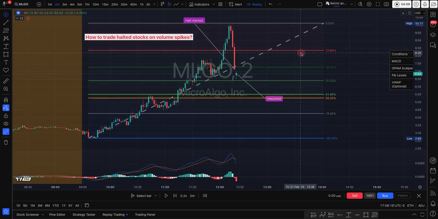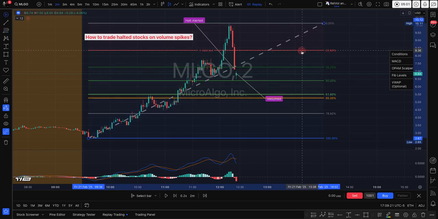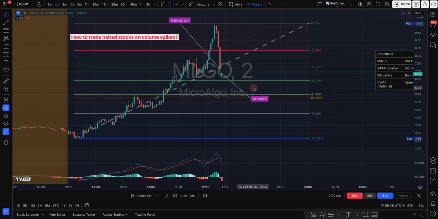When you first start using this, they have different numbers that you want to use for the fib. I have shared it in my Discord. So if you are new to my channel, please join my Discord. I will have the link in the description. And if you cannot find the details for the fib, just send me a message and I will show you. All right, so you draw like that.